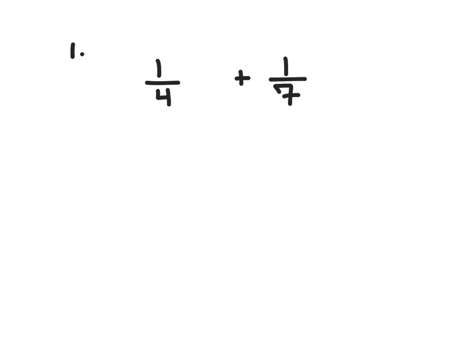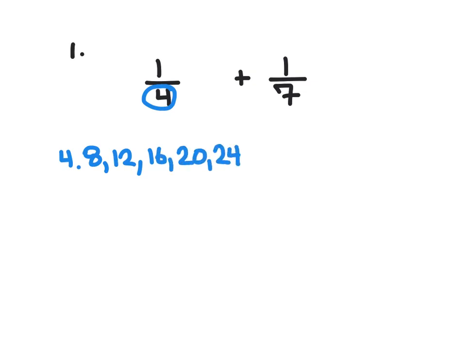So here's a method where you can figure out the least common denominator, and you might need to use this method or you might just know what it is off the top of your head, but either way, I'll show you what this method is. So my first denominator is a 4, so I'm going to count by 4s. 4, 8, 12, 16, 20, 24, 28, and I could keep on going.